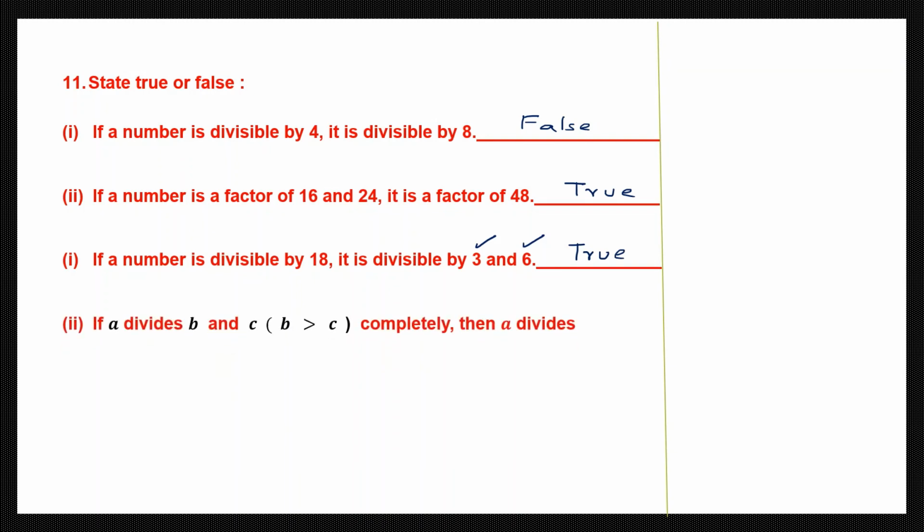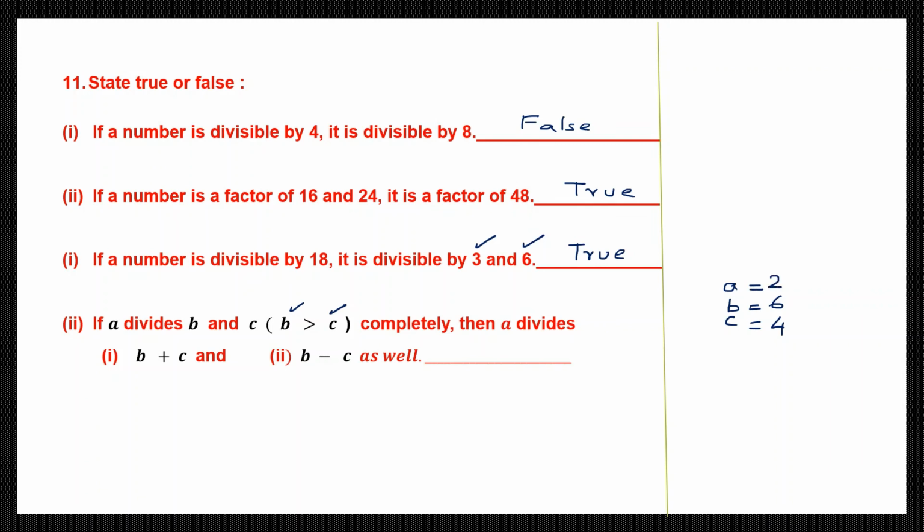If A divides B and C completely, and B is greater than C, then A divides B plus C and B minus C. Now let's substitute A, B and C with numbers. Otherwise it's a little difficult to understand this, isn't it? Let's take simple numbers. Here it says B is greater than C. So B will be 6 and C will be 4, and if A divides them completely, I'll take the number 2.